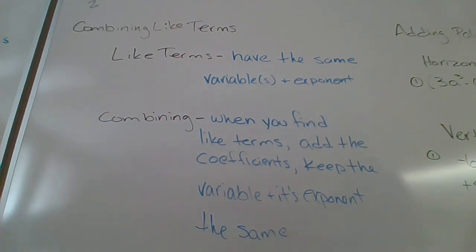This lesson is going to focus on working with polynomials: adding them, subtracting them, and multiplying them. Now, when you add polynomials, you have to look for like terms. Like terms, to refresh your memory, have the same variables and exponents. After you find your like terms, you simply add the coefficients. You keep the variable the same, as well as its exponent. Don't change any of those exponents. Just add the coefficients. That's the number in front of the variable.